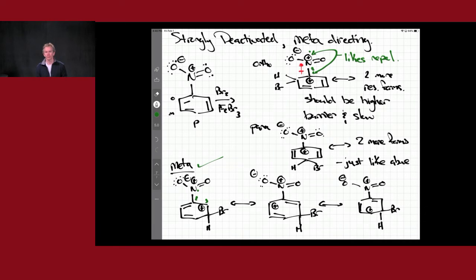And overall, we can say that the rates for all of these should be slower than benzene. All of them are going to involve putting a carbocation close to the positively charged nitrogen on that nitro group. Okay, so that's our rationale then for why nitro groups are so deactivating and why the groups coming in are meta.